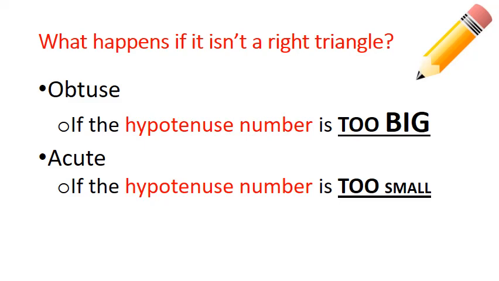What happens if it isn't a right triangle? What if our statement wasn't 400 equals 400? What if it was 300 equals 400, which isn't true, or something to that extent? If that happens, it will be obtuse if the hypotenuse number, which is that c value, across the largest side, is too big compared to a squared plus b squared. You're going to get an obtuse triangle. If the hypotenuse number, or the largest side, is too small, then you're going to have an acute triangle.